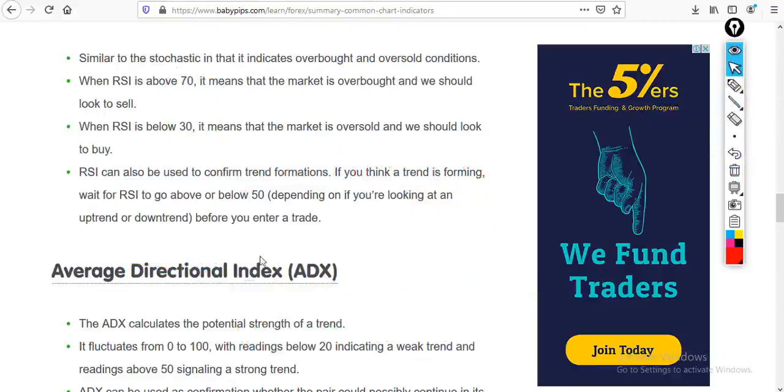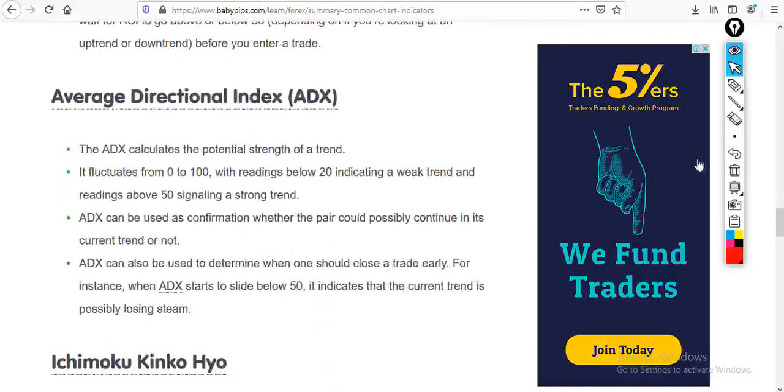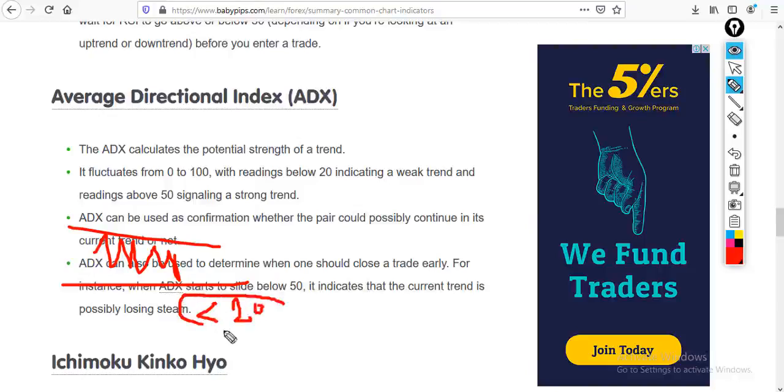Then the average directional index, we only use it to gauge the strength of the market, not to tell us whether it's an uptrend or a downtrend. So if the market is ranging, and it's not trending up or down, what do we have? We will see a reading of below 20. Okay, we'll see a reading of below 20.